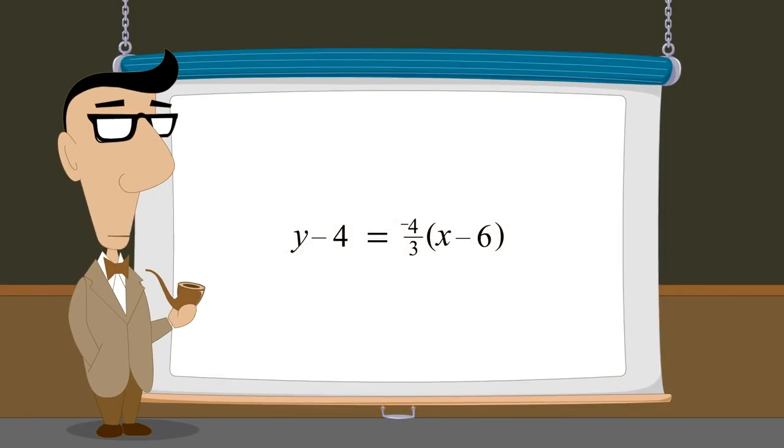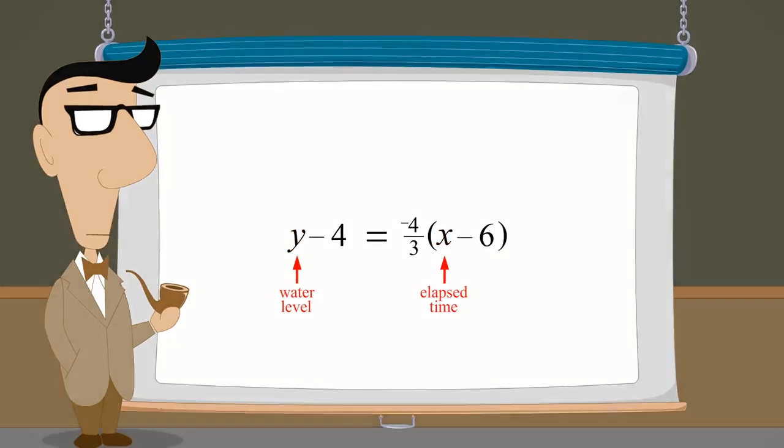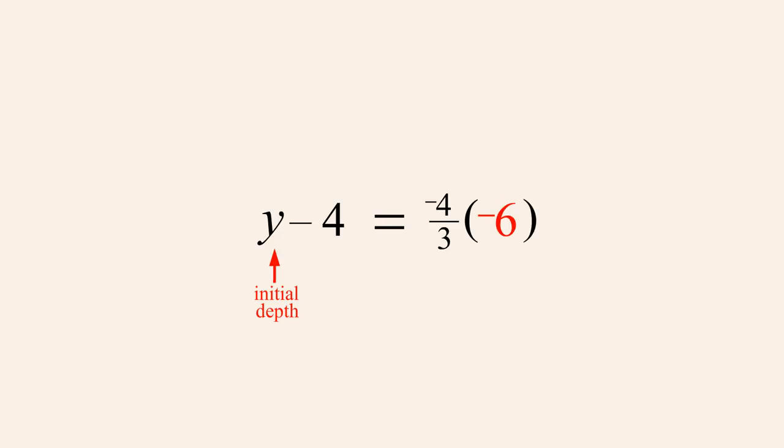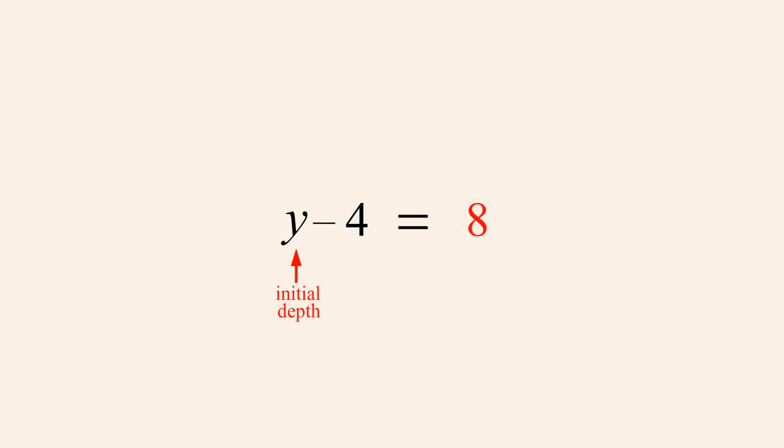Now that we have an equation which represents water level y as a function of elapsed time x, we can plug in different values for x to see what the water level will be at those points in time. For example, an elapsed time x of 0 corresponds to the time when the drain was first opened. If we set x to 0, then the resulting value of y will tell us the initial depth of the pool. Completing the arithmetic, 0 minus 6 is -6, and -4/3 times -6 is +24/3, or 8.